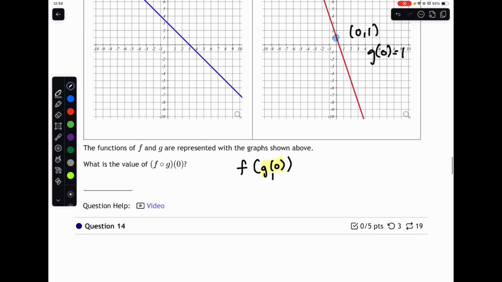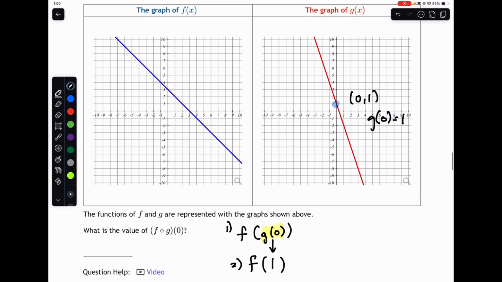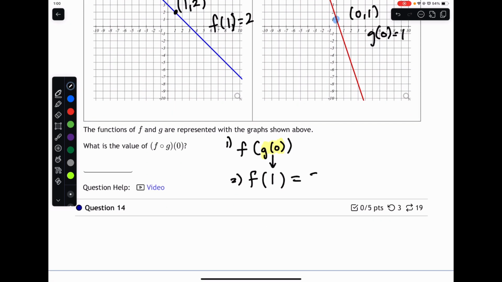So if I replace this with the value of 1 in the parentheses, our second step is now to plug in that answer of 1 into f, which is represented by the graph on the left, the one in blue. Looking at x equals 1, we're now going to see that the output value is 2, which means f of 1 is 2. So that is our answer.